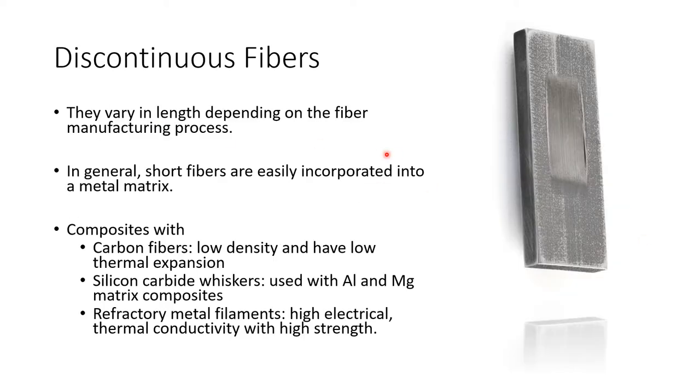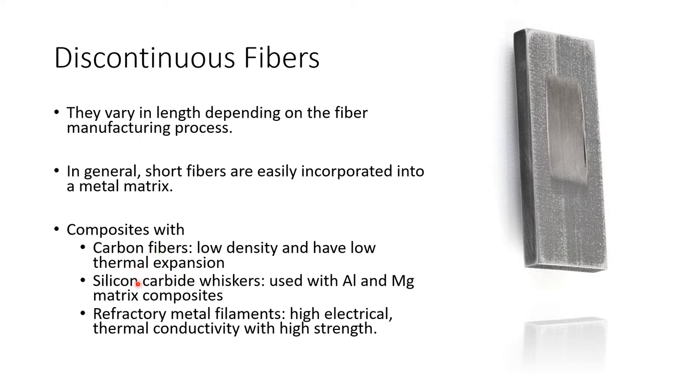Discontinuous fibers vary in length depending on the fiber manufacturing process. In general, short fibers are easily incorporated into the matrix because they're short. Long fiber is difficult because they're long. You can imagine, like thread for long fibers, how difficult it is to arrange thread in a perfectly linear and aligned orientation. But with short fibers, you don't have to worry about it. All you have to do is just throw them in and mix it. They're going to stay anyway. All we have to do is make the mixture evenly distributed. So it's really easy to handle and easy to incorporate into the matrix.